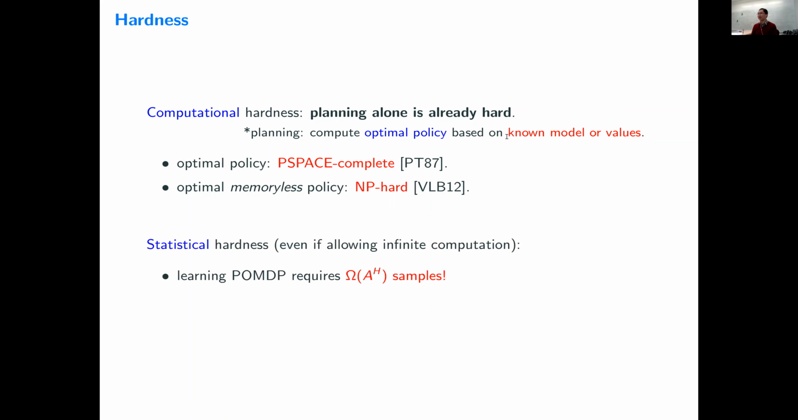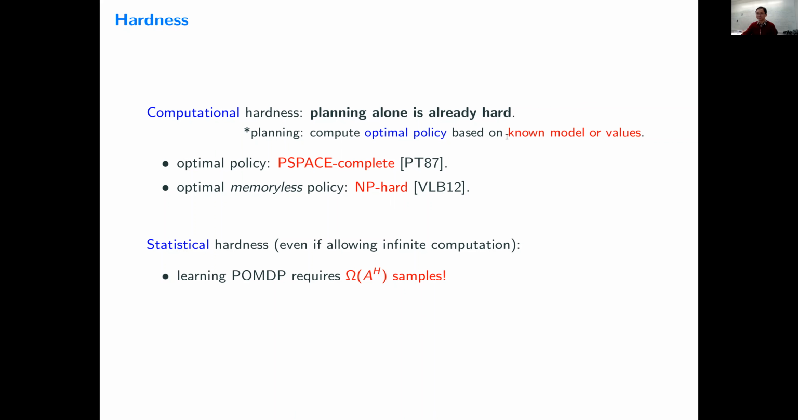The second thing is statistical hardness. So even if I allow you infinite computation, like I give you some supercomputer that is able to compute anything in just 1 second, learning a POMDP still requires a number of samples exponential in the length. We will actually see the counterexample, why it is hard, later in this talk.